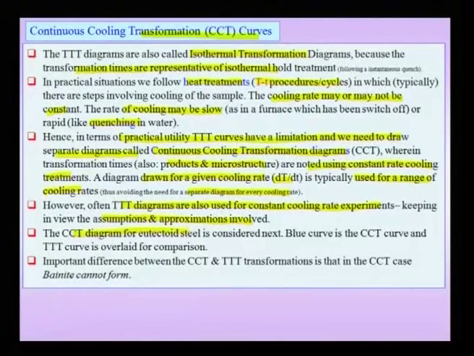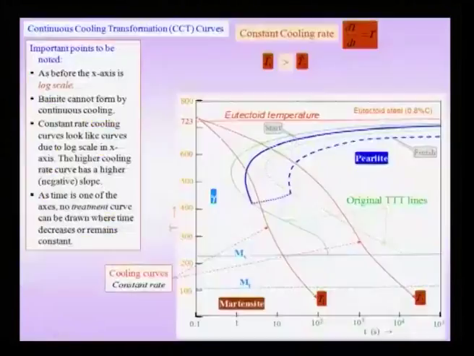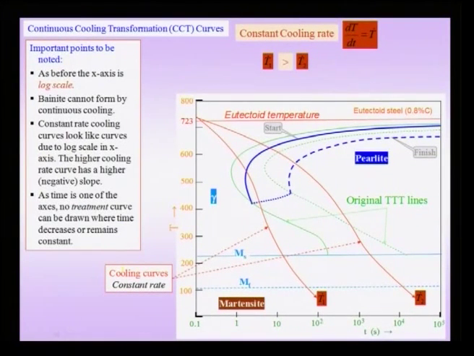The CCT diagram for eutectoid steel is what we will talk about next, and we will overlay on the CCT diagram also the pre-existing TTT diagram, so that we know the two for comparison. The important difference for the eutectoid steel is that for the CCT, that means under cooling treatments, bainite cannot be formed. So, this is how the CCT diagram looks, and the curves which correspond to the original TTT diagram are drawn in green color.